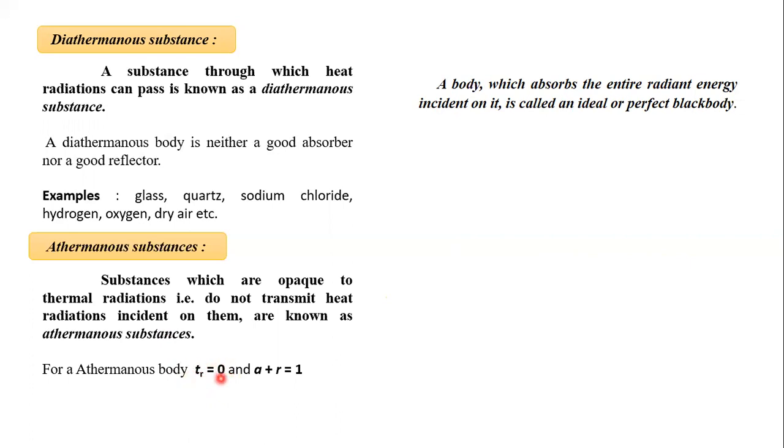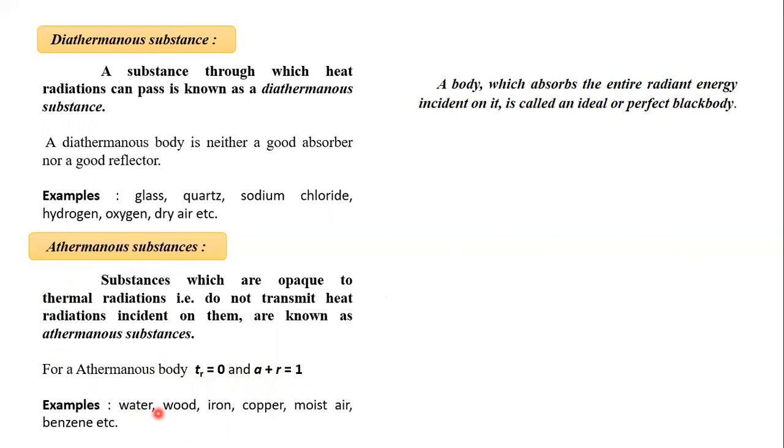For an athermanous body, if they are not transmitting heat radiation, the coefficient of transmission is 0. You can see here, then we get the relation A plus R is equal to 1. In an MCQ, if the word athermanous is there, it means that given is T is equal to 0. Then you have to use the relation A plus R is equal to 1 if they ask coefficient of absorption or reflection in an MCQ or in a small problem.